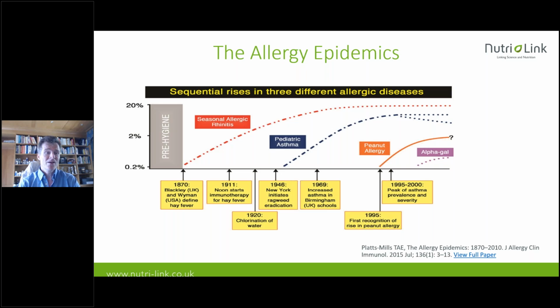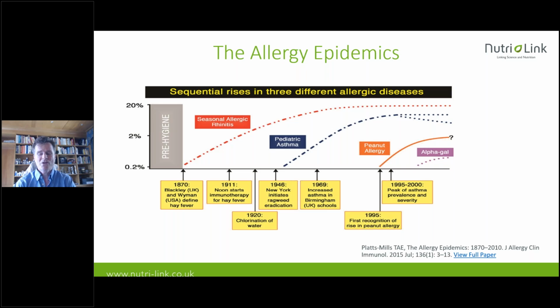We've got the seasonal allergic rhinitis was the first one in 1870. It's interesting that in 1911, immunotherapy for hay fever began then. We got chlorination of water in 1920. We got 1946, New York tries to deal with the ragweed and eliminate it. 1969, there was increased asthma in Birmingham schools, and of course this is very relevant and pertinent this week because in London the Ultra Low Emissions Zone, ULEZ, came into effect on Monday.